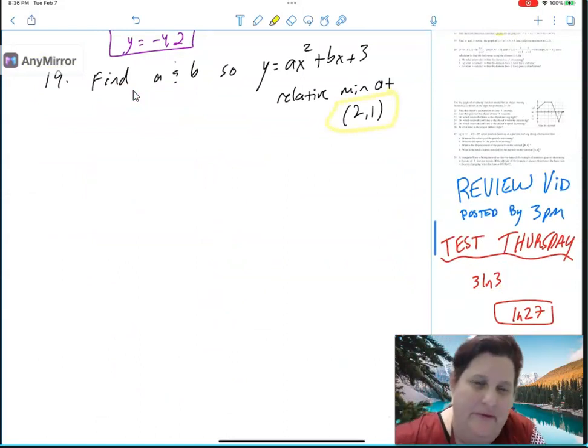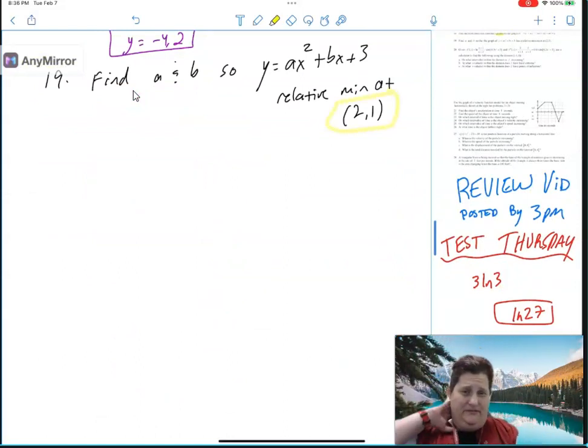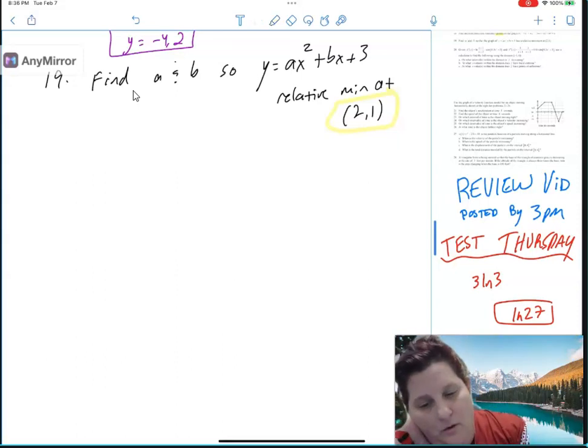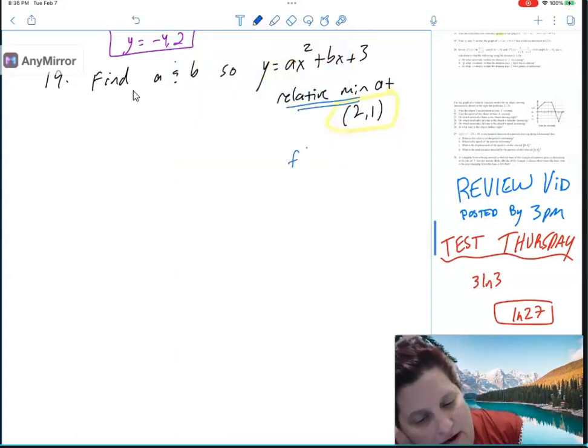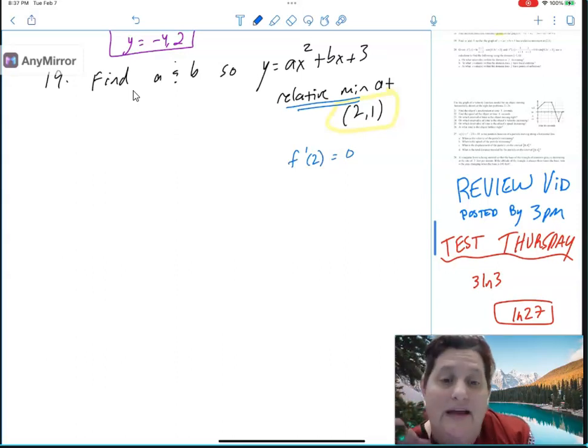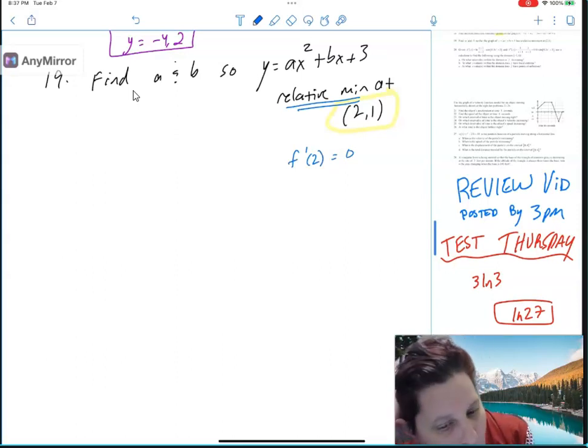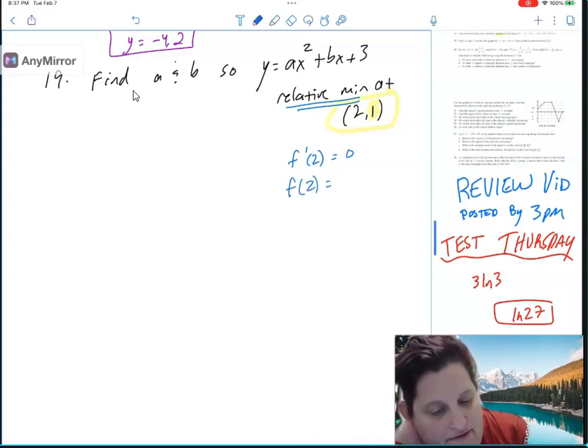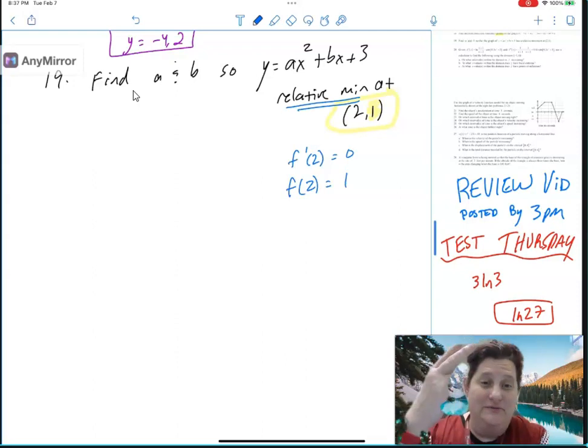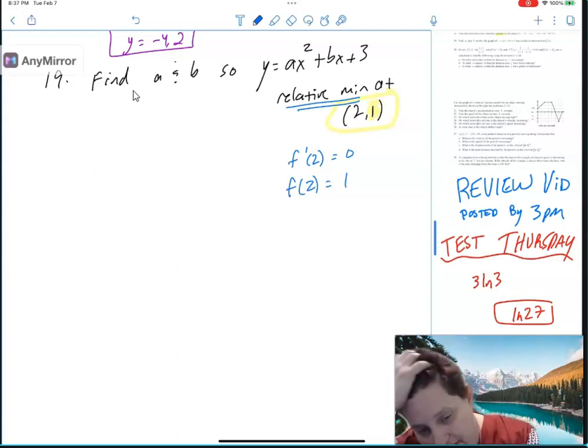This gives me one piece of information. This actually gives me two pieces of information. What it tells me is that a relative min is where the first derivative is 0. So it tells me that the first derivative at 2 is 0. That's what makes it a relative min. Now, how do we always get the y-coordinate? By plugging it into the original. So the original, if I plug in 2, I should get 1. So this tells me two different things, not just one thing.